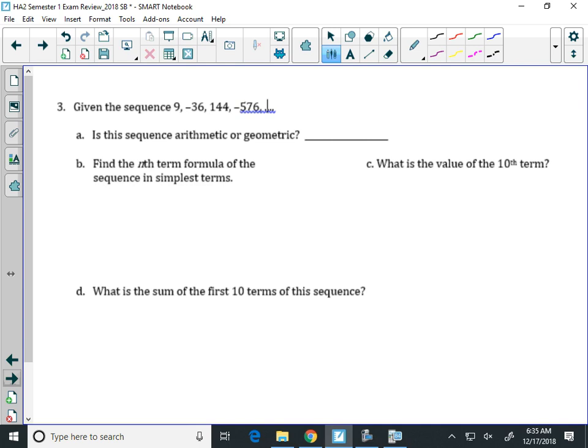All right, we're given a sequence: 9, negative 36, 144, negative 576. How to tell if it's arithmetic or geometric? Well, just like the other ones, we are alternating signs here. Since we are alternating signs, this is going to be geometric. Right? You're not going to alternate signs when you're arithmetic. So to find the nth term formula, first thing I need to know is the common ratio. So if I'm looking for the common ratio here, I take the second number divided by the first, and that gives me negative 4.